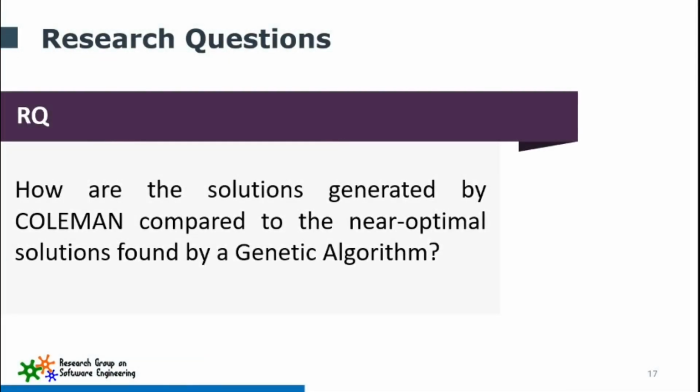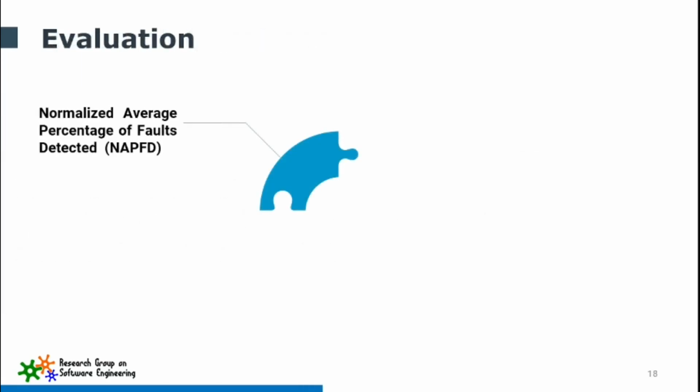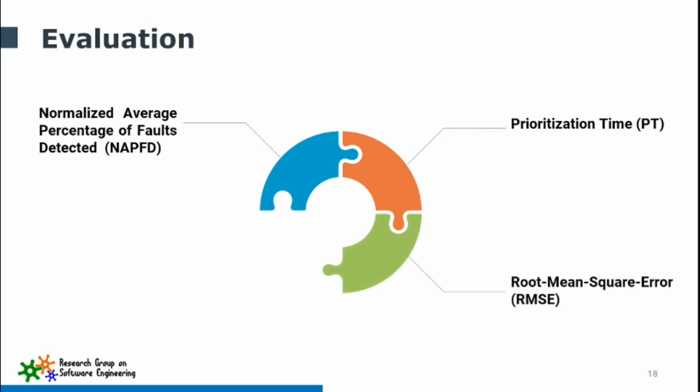How are the solutions generated by COLEMAN compared to the near-optimal solutions found by a genetic algorithm? We used three metrics to evaluate the study. NAPFD provides the quality of the prioritization concerning early fault detection and better fits the CI time constraints. Prioritization time considers the time taken by the approach to perform the prioritization. RMSE evaluates the difference between the predicted and the observed values.